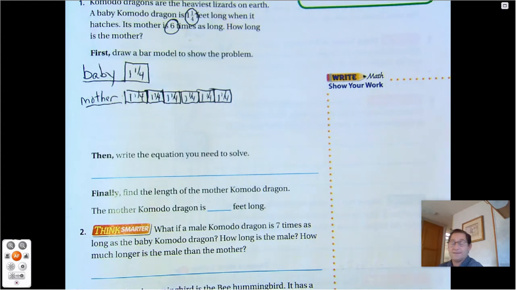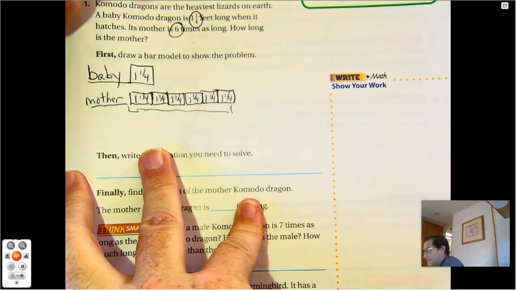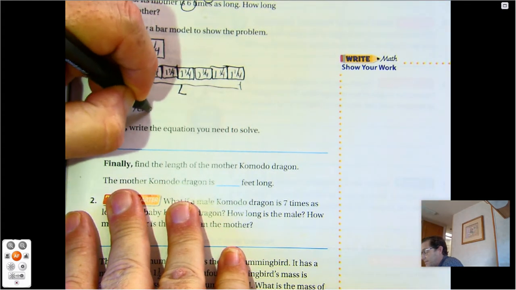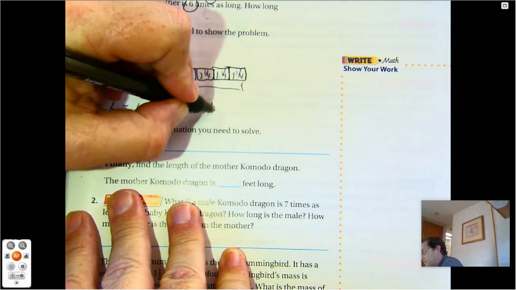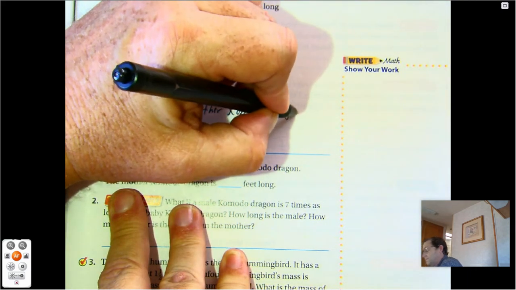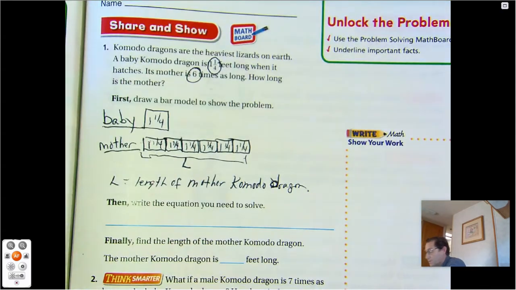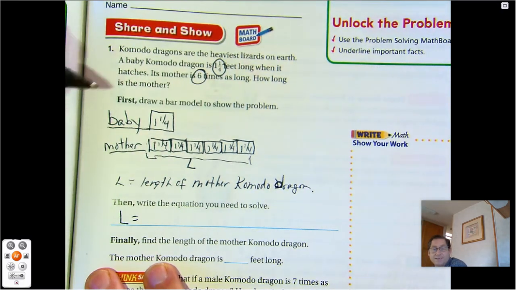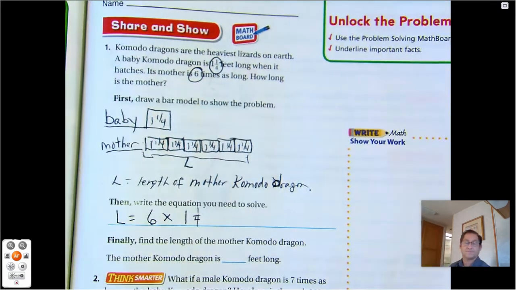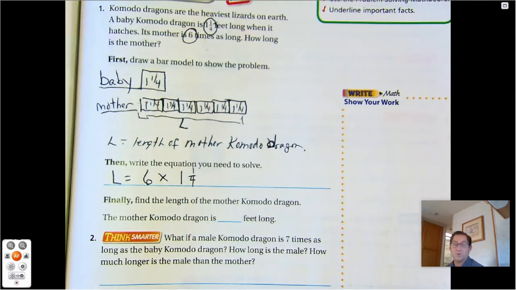Okay. Now we're going to write an equation. We can call that L for the length. So L equals length of mother Komodo dragon. Write the equation. So L, the length of the Komodo dragon, equals 6 times 1 1/4. So 6 times the baby's length. Find the length of the mother Komodo dragon.